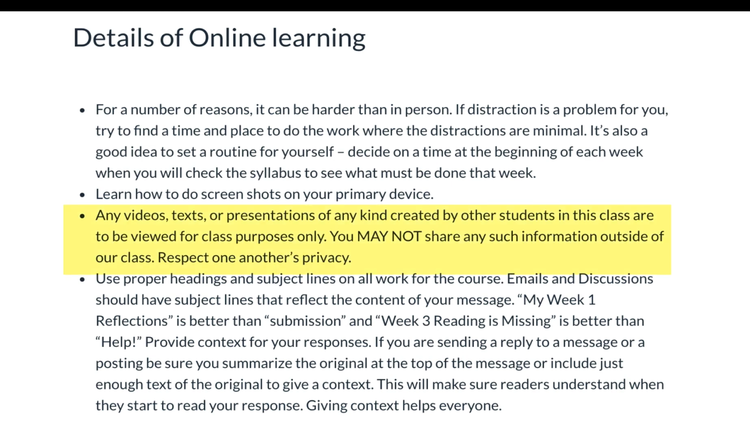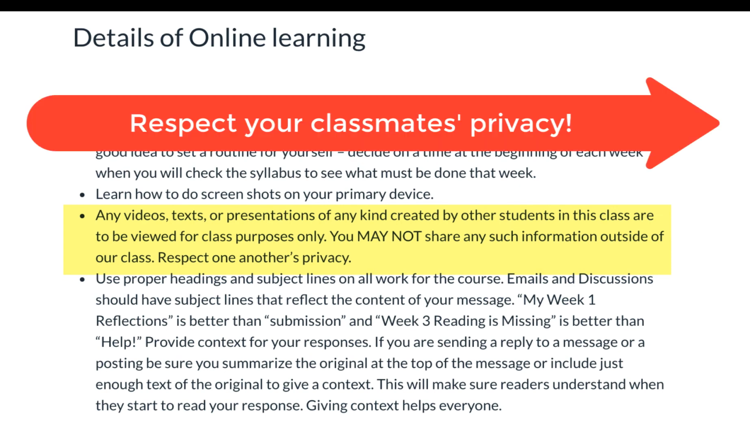Please note that any videos or texts or presentations of any kind that are created by students in this class are to be viewed for class purposes only. You may not share that information outside of our class. You may not share it with anybody else. You cannot make copies, you cannot record, you should not be showing it to other people in your household. Those things are for class use only. So respect one another's privacy.